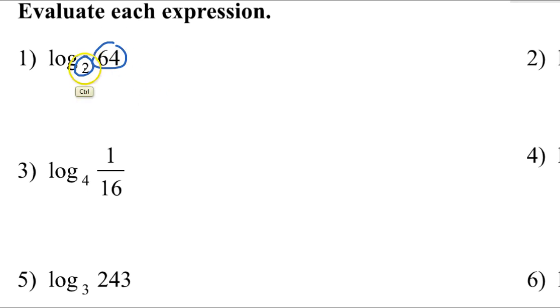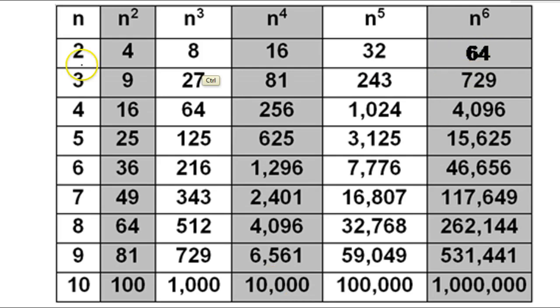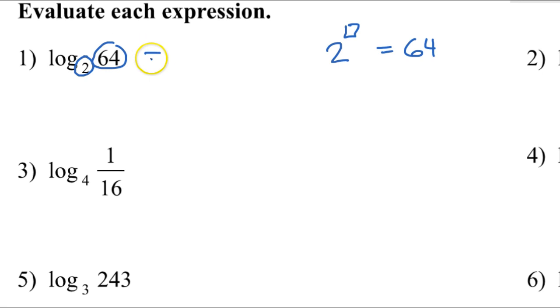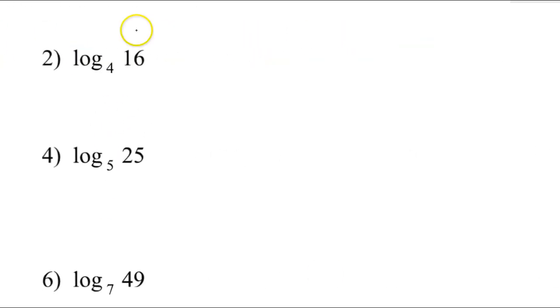So, what power turns 2 into 64? In other words, you should be thinking to yourself, 2 to what power is equal to 64? And then that'll be the answer. Turns out 2 to the 6th power is 64, so the answer is 6. Let's jump over to problem number 2.